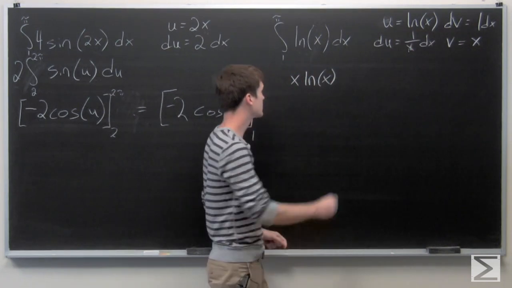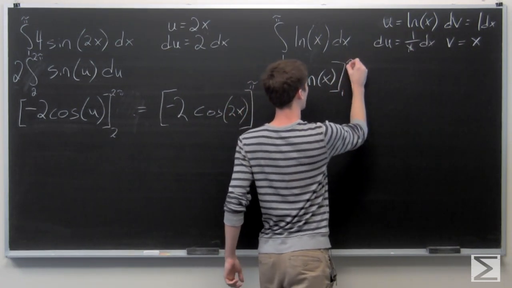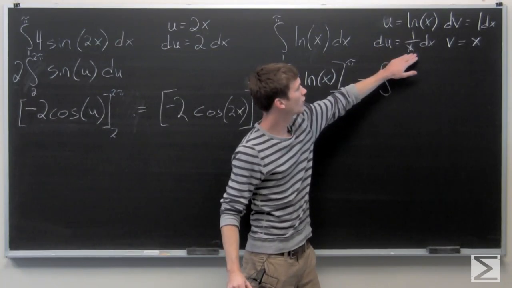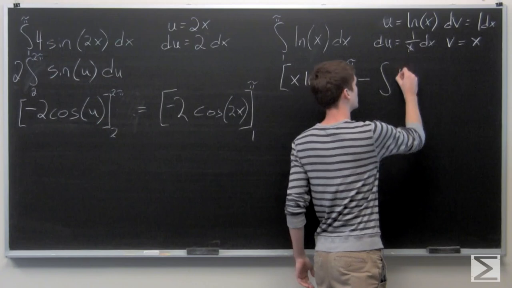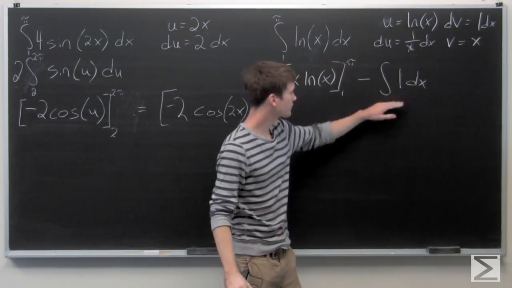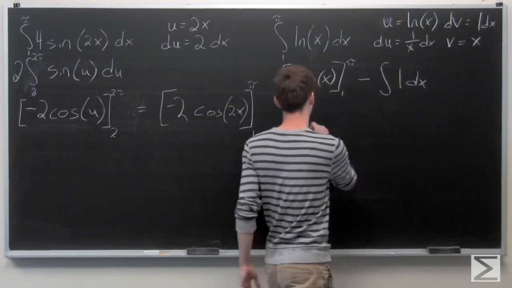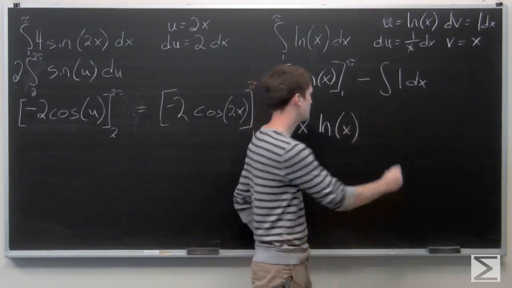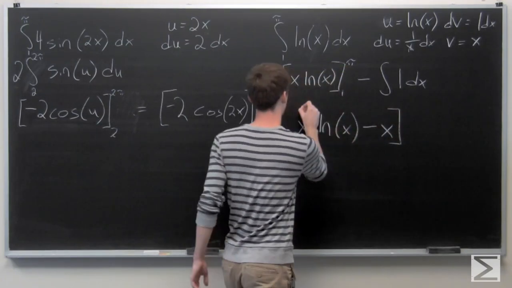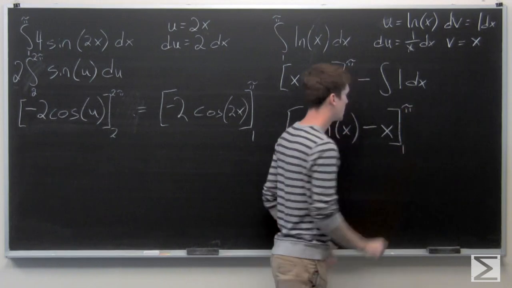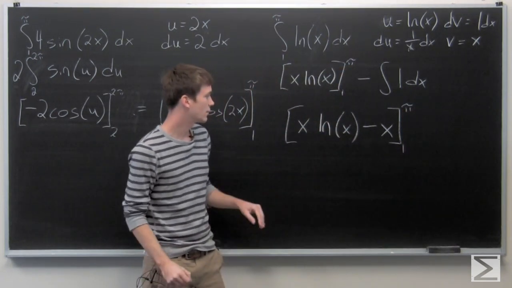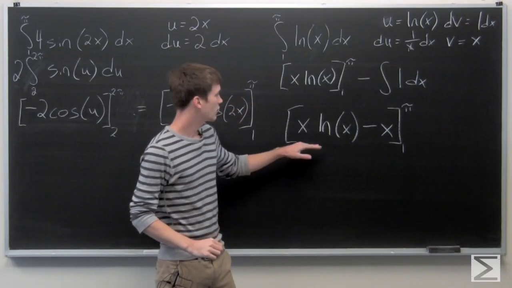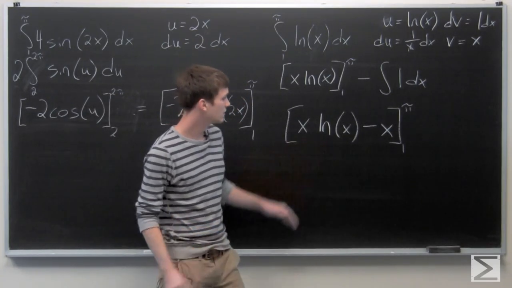x times the natural log of x, evaluated from 1 to pi, minus the integral of 1 over x dx times x, which is 1 dx. We can take this integral easily. So we get x ln of x minus the integral of 1, which is x, minus x, evaluated from 1 to pi, which is the same as what we said earlier. So we see that our u substitution produces the right integral, and our integration by parts also produces the integral that we saw earlier.